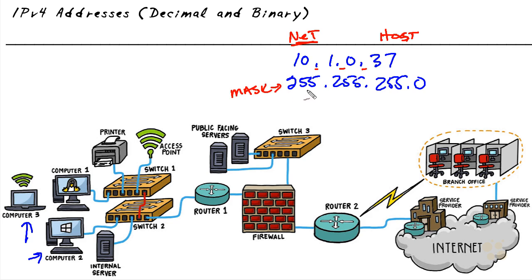So the first 255 says this whole first number is part of the network. This 255 says the second number is part of the network. This 255 in the third position says this number is part of the network, and the 0 indicates that nothing from the last number is the network, which leaves it as host addressing. So this computer is sitting on the 10.1.0 network, and its host address is .37 on that network.